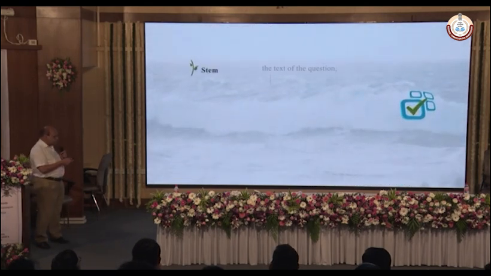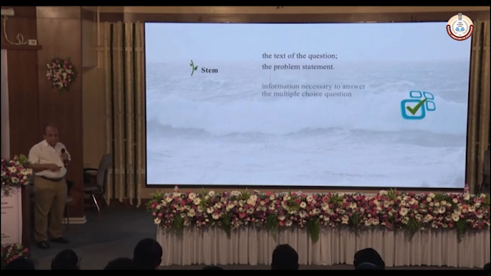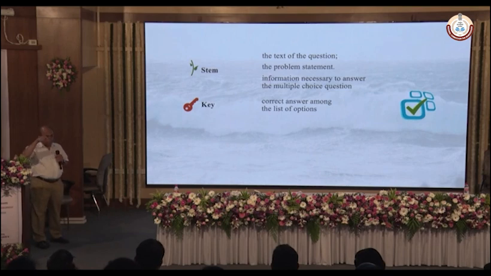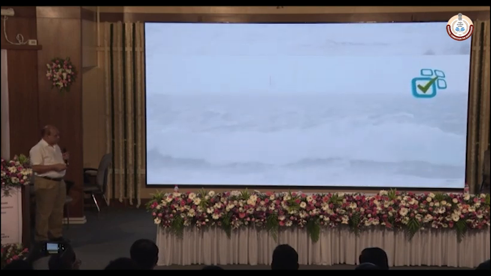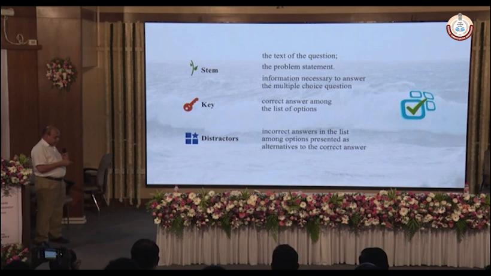Now MCQ, the structure is it has a stem. It could be the text of the question or a problem statement or some information that helps you to identify the option. Then there is a key answer. Key is the answer. These are the specific terms which are used. And then there are distractors which are the incorrect answers. Together the whole thing is called item. So in a multiple choice question, the question is called item.